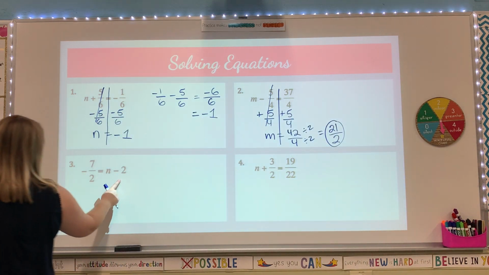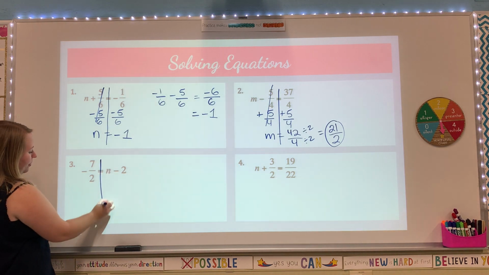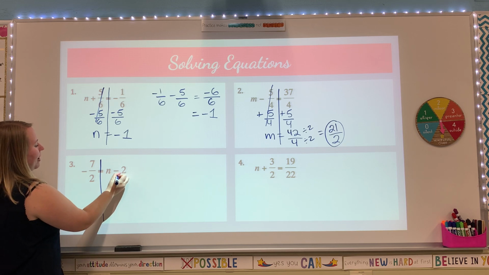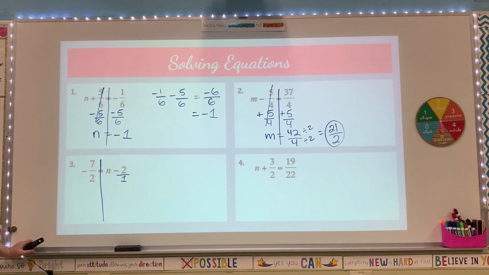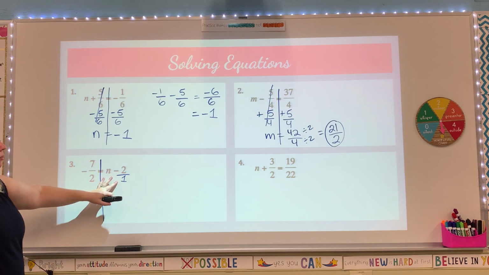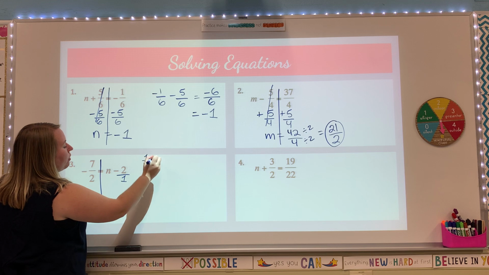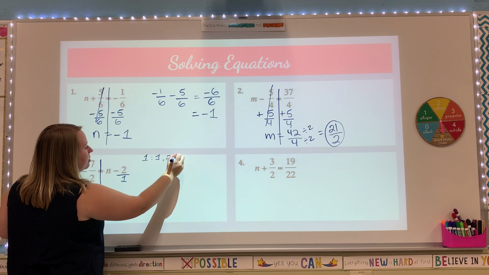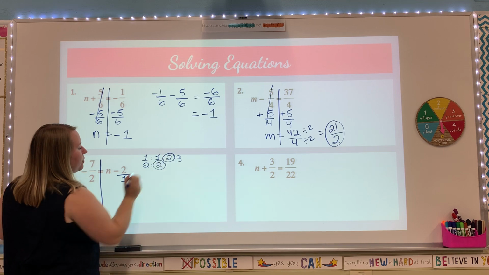For number 3 here, I have a whole number and a fraction. So that tells me I'm gonna have to rewrite some stuff. I'm gonna make my -2 a fraction over 1. And then when I look, they have different denominators, and I want the denominators to be the same. 2 and 1, if I start listing them out, 1 is 1, 2, 3. 2 would give me a 2, so they have a 2 in common.